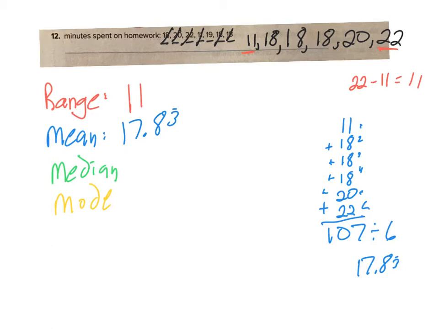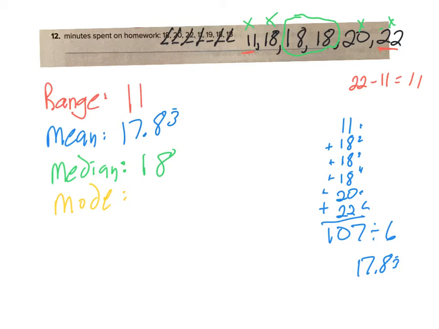Okay, now median. Median is middle. So I'm going to take one off the end there, one off the end there. Now I'm going to take another one off each end, and I'm left with these two here. And the way you find that is you add them together and divide by 2. 18 plus 18 is 36. 36 divided by 2 is 18. That is your median.